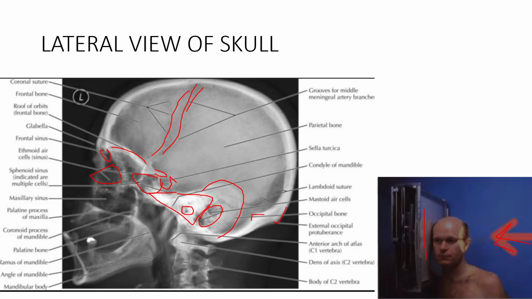Okay, what about this? This is your maxillary air sinus, and this is the side of mandible, ramus of mandible. And here you see this is the anterior arch of atlas, first cervical vertebra. This is the posterior arch, and this is the dens which belongs to second cervical vertebra.